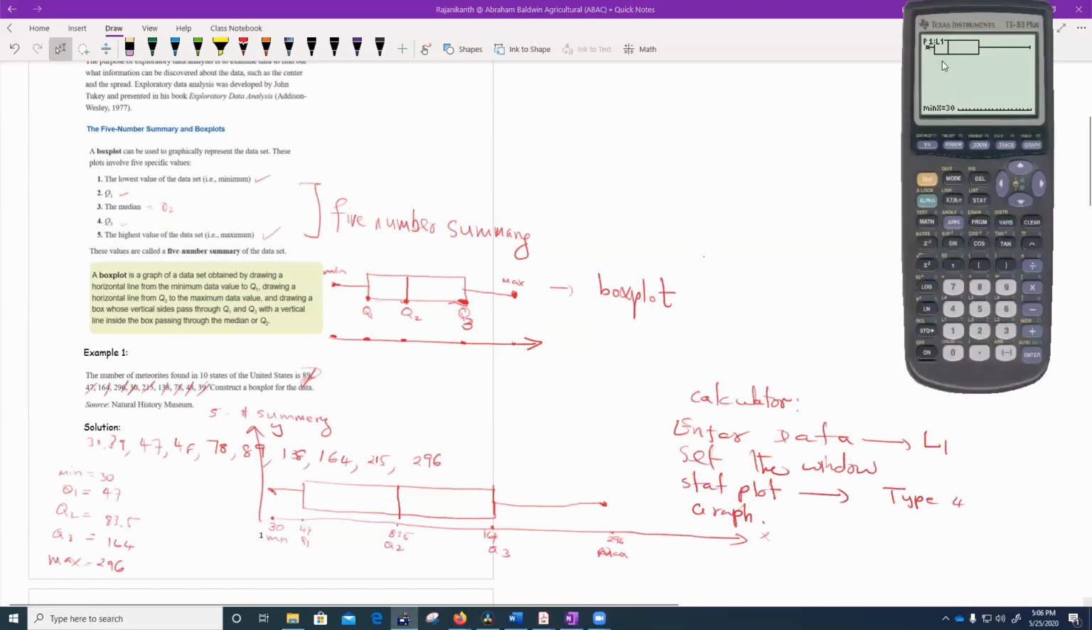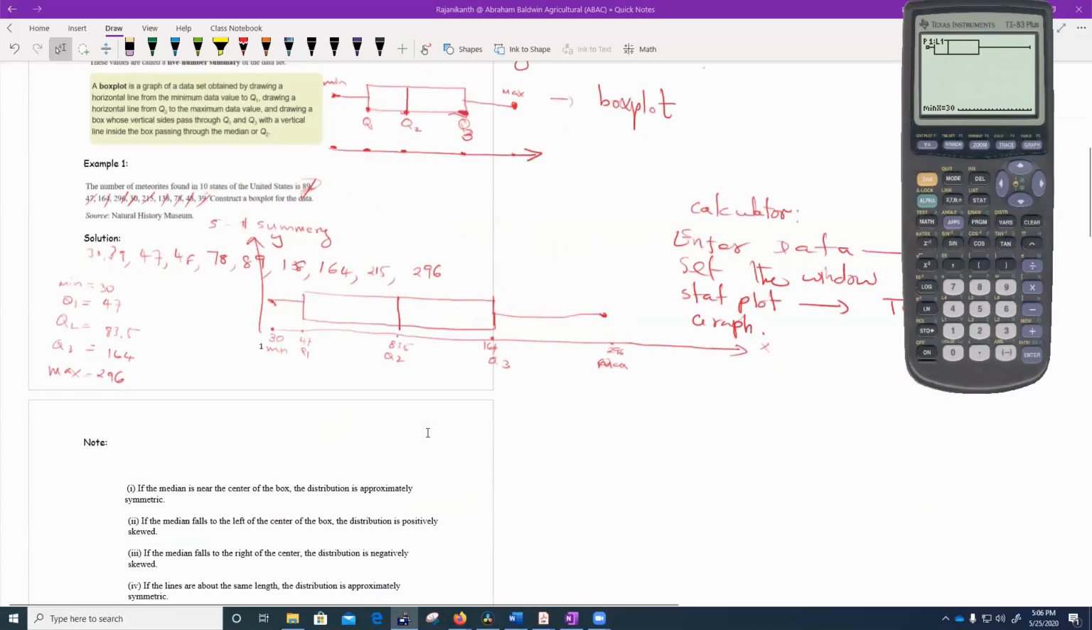So after that, you can copy down this picture into your notebook, and find the values, and write down, label those values on your picture if you want to use the calculator. Or if you want to do it manually, like I did here, and draw the picture manually, that's up to you.